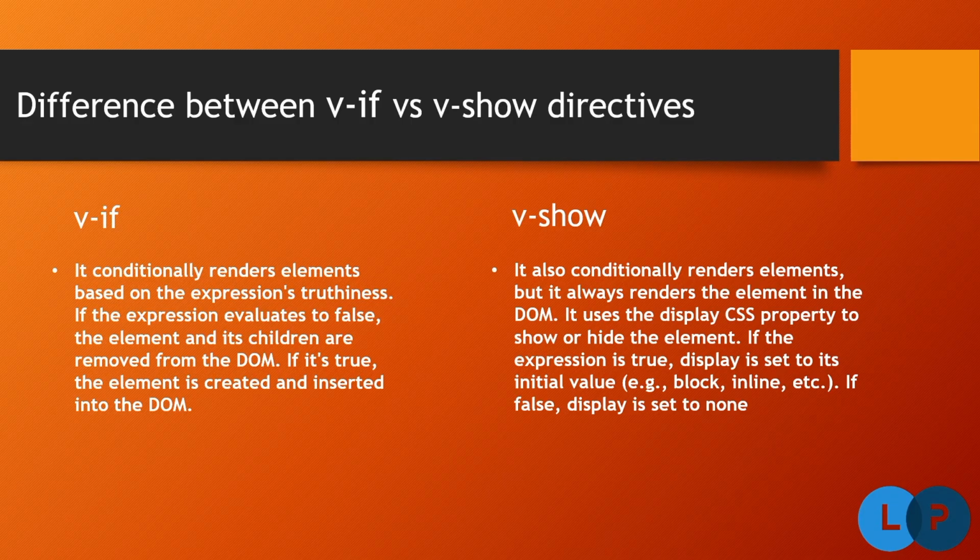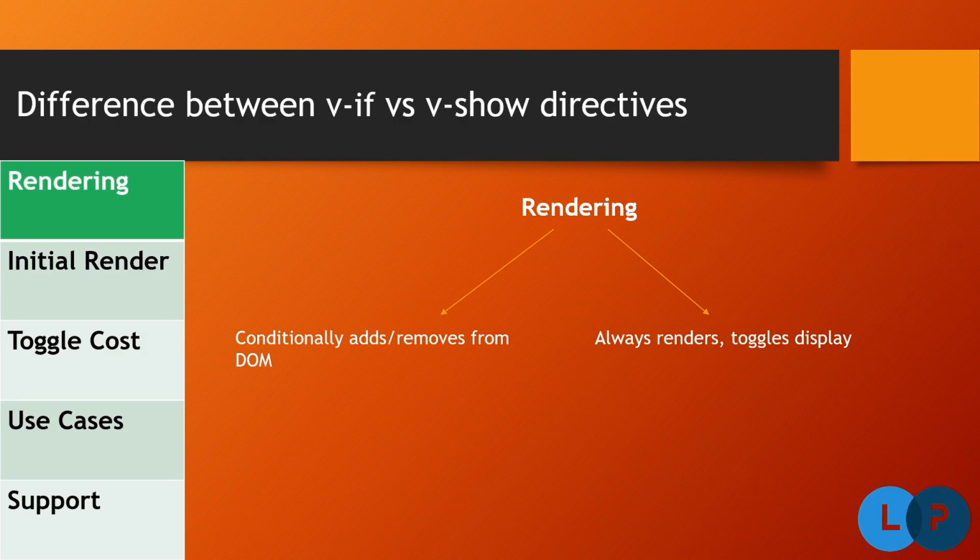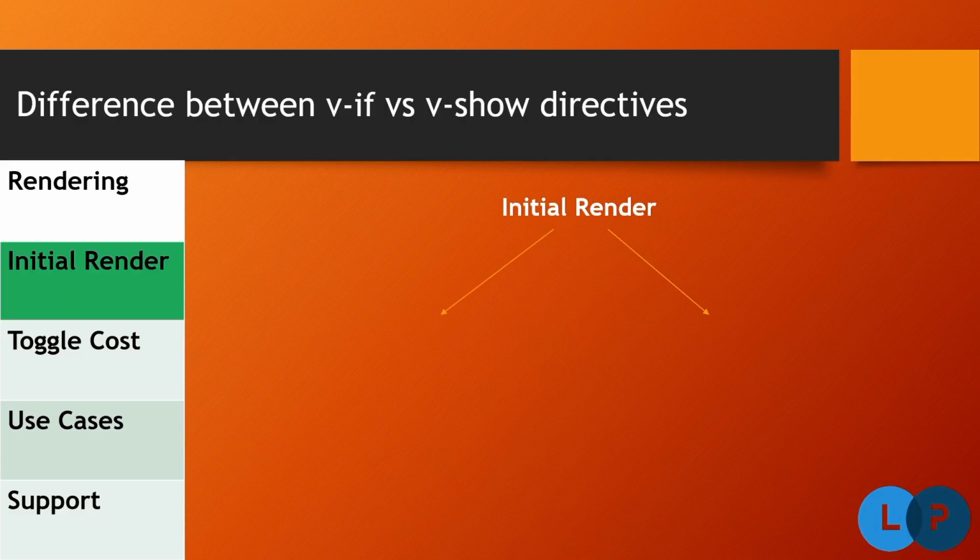So let's see the differences more specifically. Based on rendering, v-if conditionally adds or removes the element from the DOM, and v-show always renders and toggles display, meaning display block or display none. For initial render, v-if conditionally adds or removes the DOM element, meaning if the condition is true, then only it's inserted into the DOM, otherwise it's not. But v-show always renders and it toggles display.